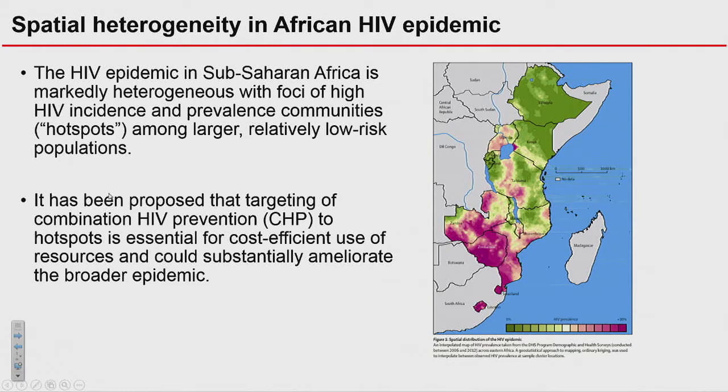And so it's been proposed that targeting combination prevention, which I'll refer to as CHIP for short, to these high prevalence areas, or what people often refer to as hotspots, is essential for cost-efficient use of resources. And this whole mapping and identifying hotspots has been championed by Debbie Birx and the PEPFAR program because there are limited resources and we have to do what we can with what we have.